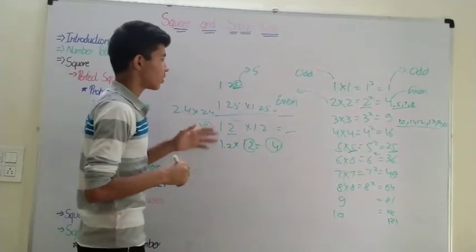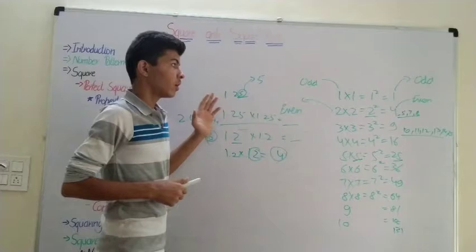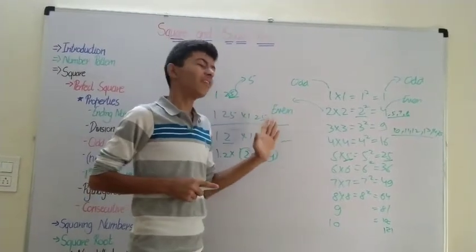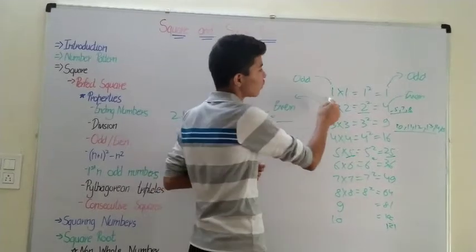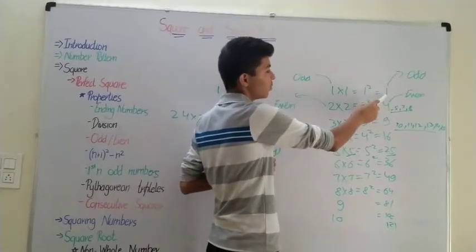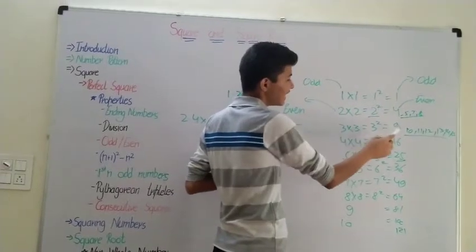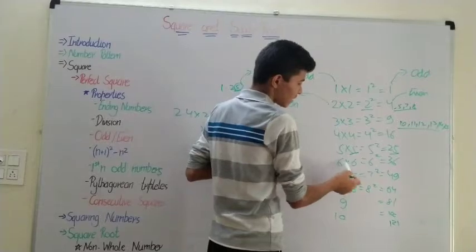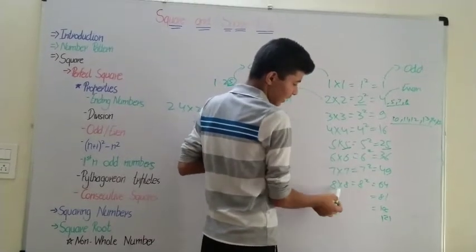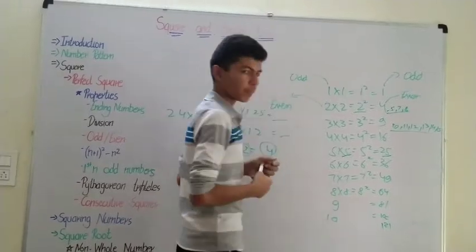So in this, the squares of the odd numbers are odd and the squares of the even numbers are even. We have seen that if a number ends with 1, its square's unit place would be 1. If it is 2, then the unit place would be 4, 3 goes to 9, 4 goes to 6, 5 goes to 5, 6 goes to 6, 7 goes to 9, 8 goes to 4, 9 goes to 1, and 0 goes to 0.